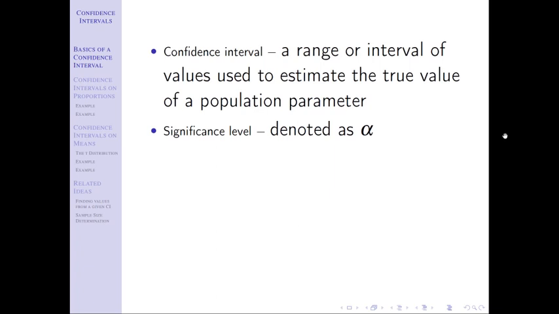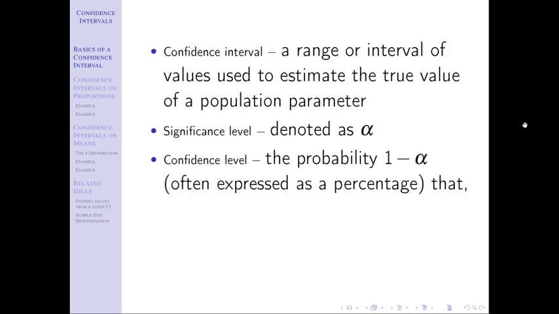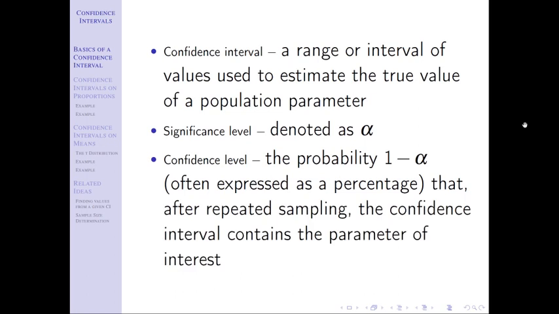And this is going to be utilized because the confidence level is a probability, 1 minus alpha. And of course, I note here that we often express this as a percentage. So our confidence level will typically be 80%, 90%, 99%, 95%. So if I have 95% confidence, that means my significance level is 0.05. If I have 90% confidence, that means my significance level is 0.1. If I have 80% confidence, my significance level is 0.2, right? We should be able to go back and forth from that pretty easily because they are complements. And the confidence level is the probability that after repeated sampling, the confidence interval contains the parameter of interest.